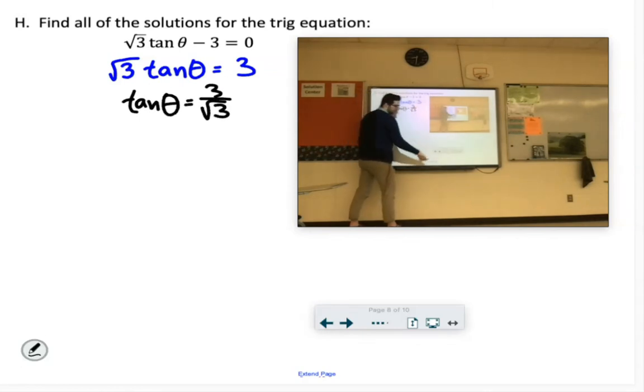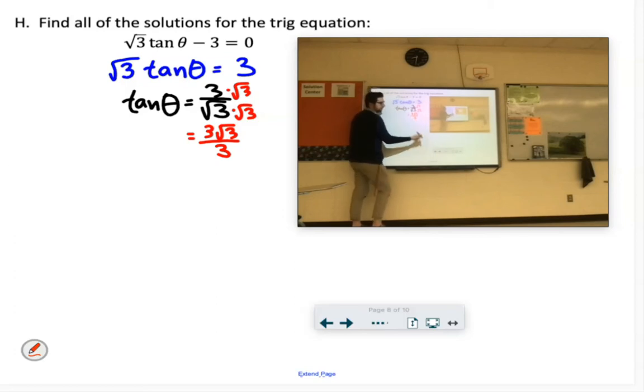Now remember, you can't have radicals in the denominator, so you'd have to multiply by root 3 over root 3, which would give us 3 root 3 over regular 3, and then 3 divided by 3 is 1. So really, these cancel out. So tan of theta equals root 3.